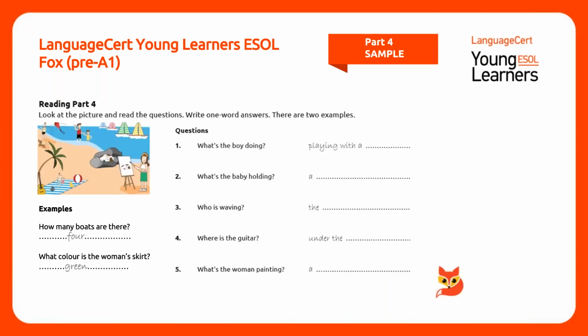In Part 4, candidates look at a picture and read 5 related questions. They are asked to produce 1-word responses, which may be a number or a color, and 2 examples are provided here to guide them.